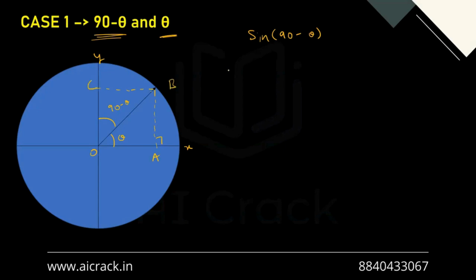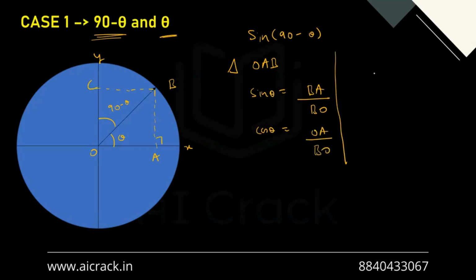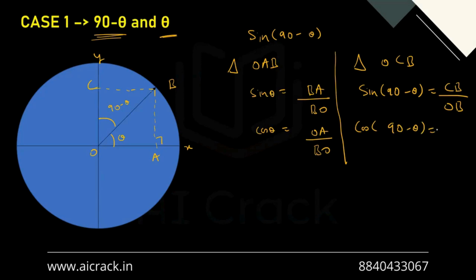So if we talk about triangle OAB, we have sine theta equals BA divided by BO, right? And we have cos theta equals OA divided by BO, right? Now, if we talk about triangle OCB, we have sine of 90 minus theta, since this angle is theta, so this angle is 90 minus theta. So we have CB upon OB, right? And cos of 90 minus theta would be CO upon OB, right?